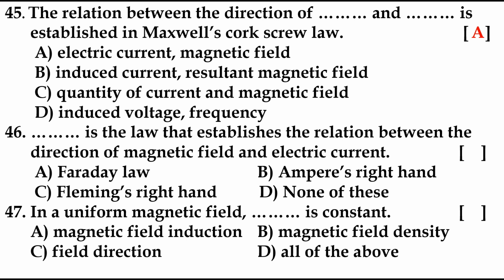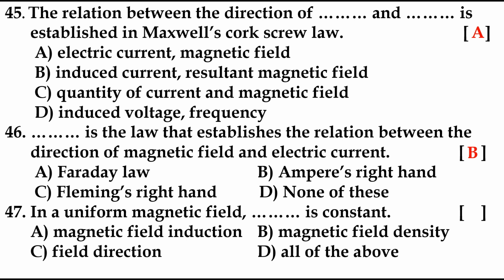46. Dash is the law that establishes the relation between the direction of magnetic field and electric current. A. Faraday's law. B. Ampere's right hand. C. Fleming's right hand. D. None of these. Answer is option B. Ampere's right hand law.